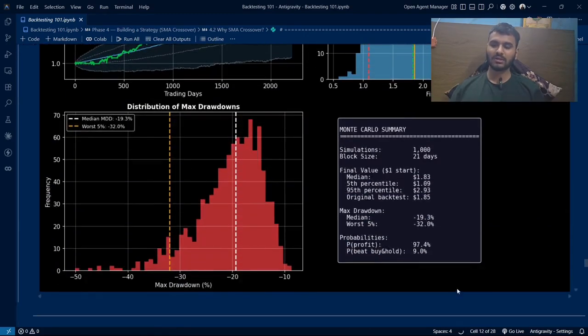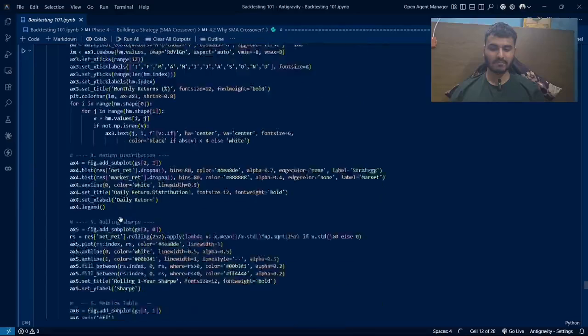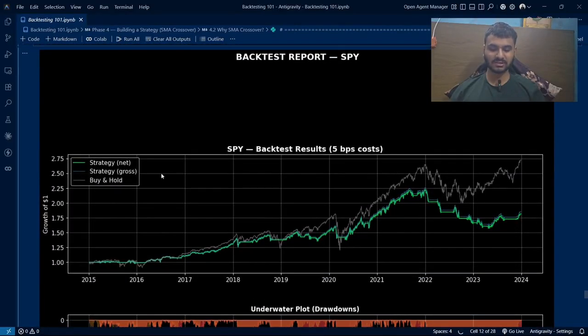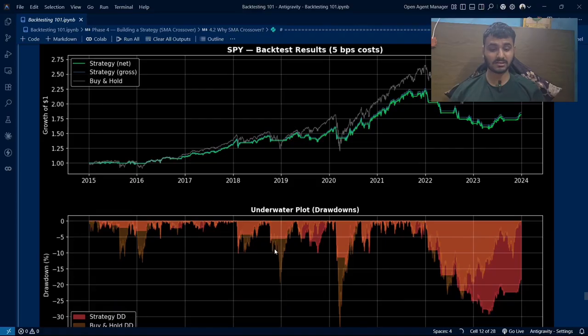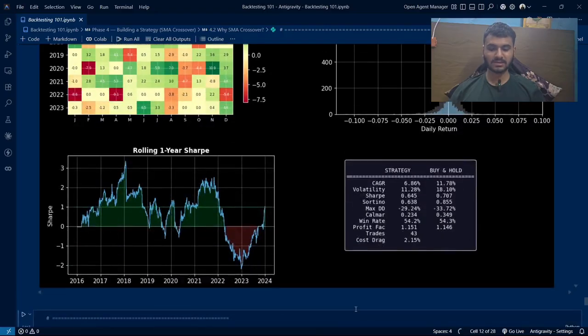Now let's talk about putting it all together into one engine, phase 1 to 8, into a reusable production grade backtest. First, it should fetch and clean your data properly, accept any signal function, apply transaction cost properly according to the asset you are modeling, calculate metrics, generate a full visual report, support forward validation, and run Monte Carlo simulation, right? This is how a backtest report should look like. This is the equity curve, this is the drawdown underwater plot, monthly returns, daily return distribution, rolling Sharpe, and the detailed statistics, right? And this is on QQQ, same report.